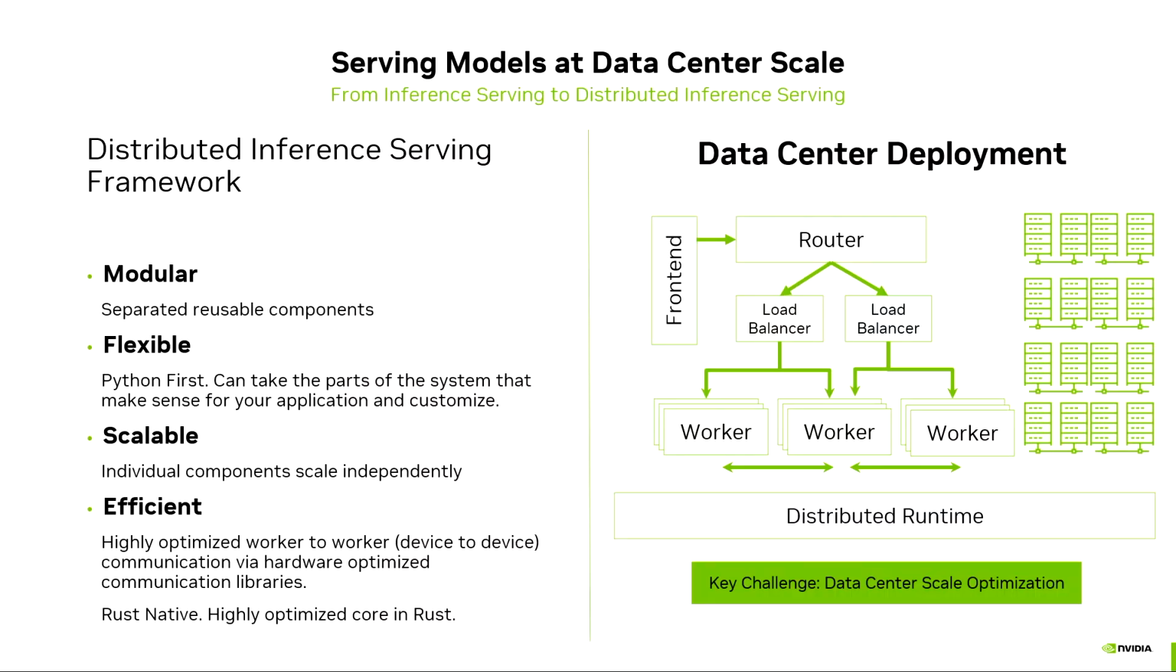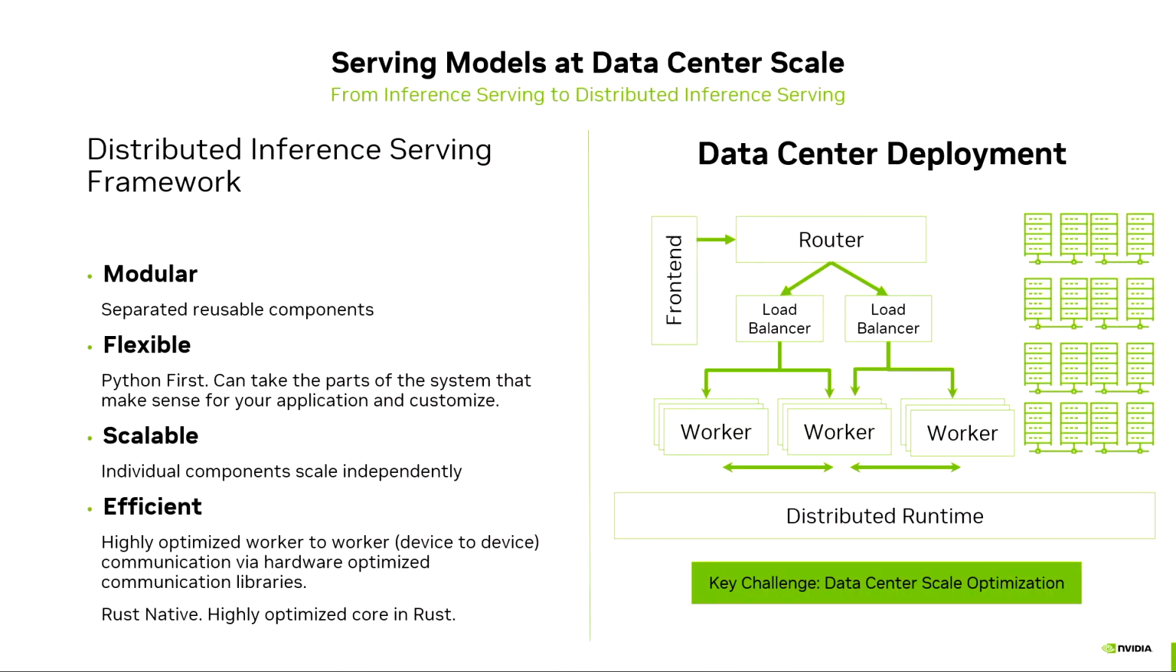So what do we need from a distributed inference serving framework? Okay. Well, we need to be modular, right? As Harry mentioned, we don't want a one-size-fits-all type of solution. You should be able to take pieces of it and reuse them or remix them to meet your solution needs. Second, we want it to be flexible, right? We want it to be easy to customize. So definitely, we're Python first, right? You can take parts of the system, change it up in Python, and customize it for your system. Scalable. Individual components need to scale independently.